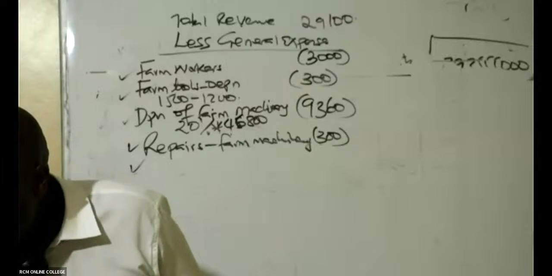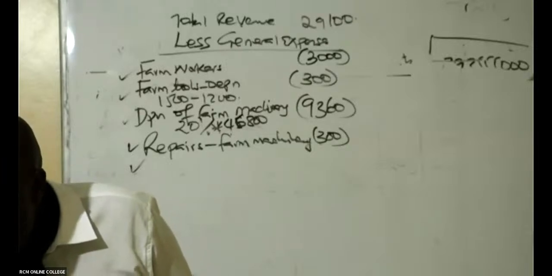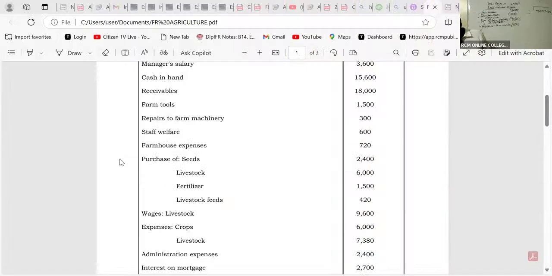So what are we looking at? Remember, we are still following our trial balance down. You can see we have staff welfare. It has not been stated whether they belong to cash crops. These are general welfare things. So we have staff welfare, 600.